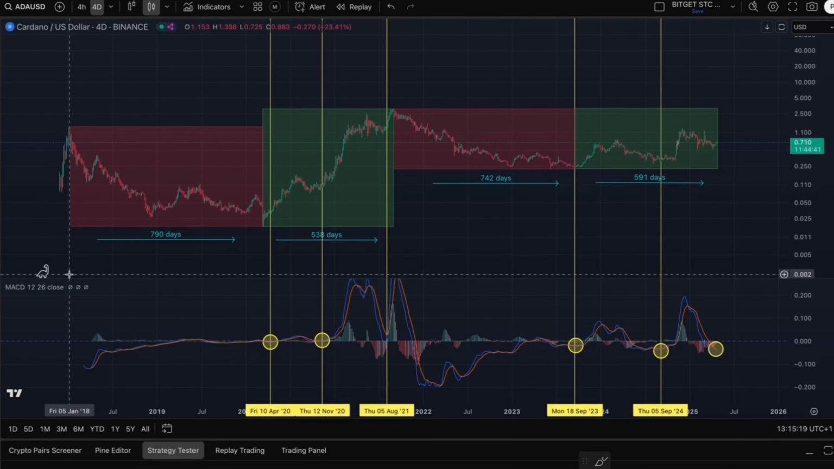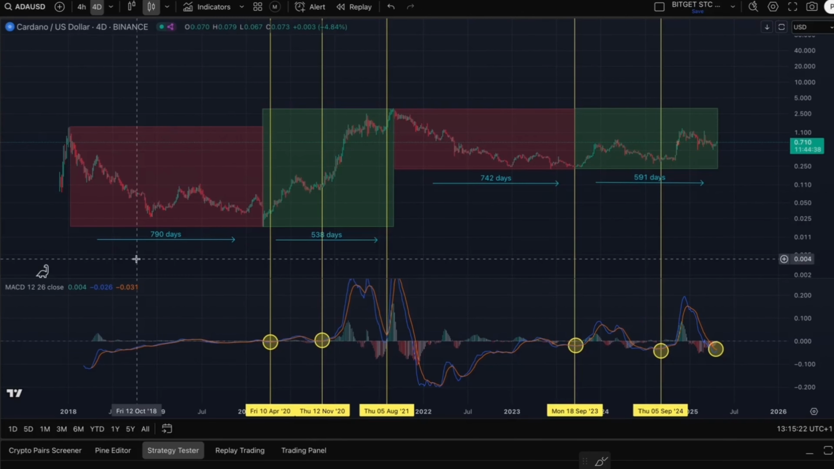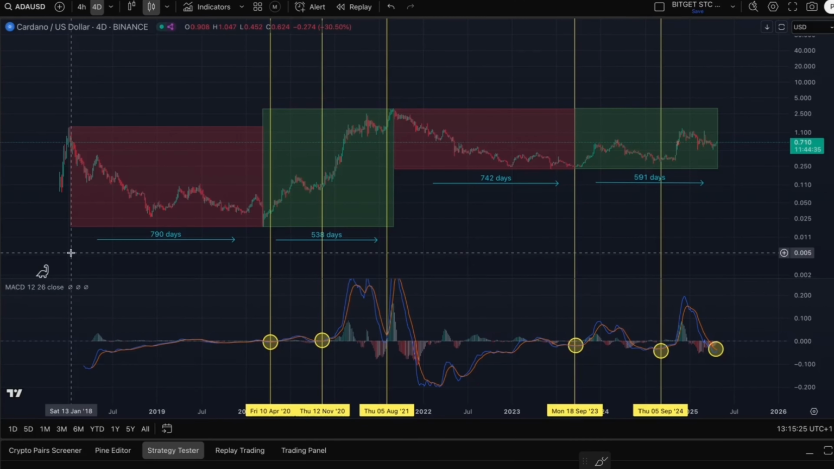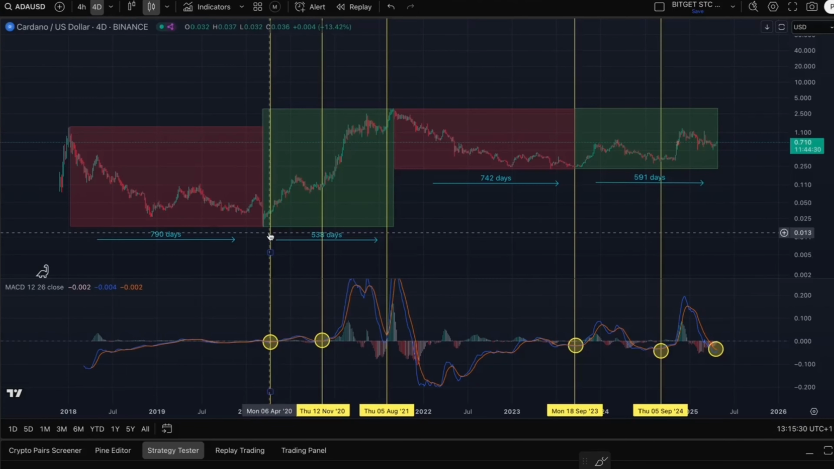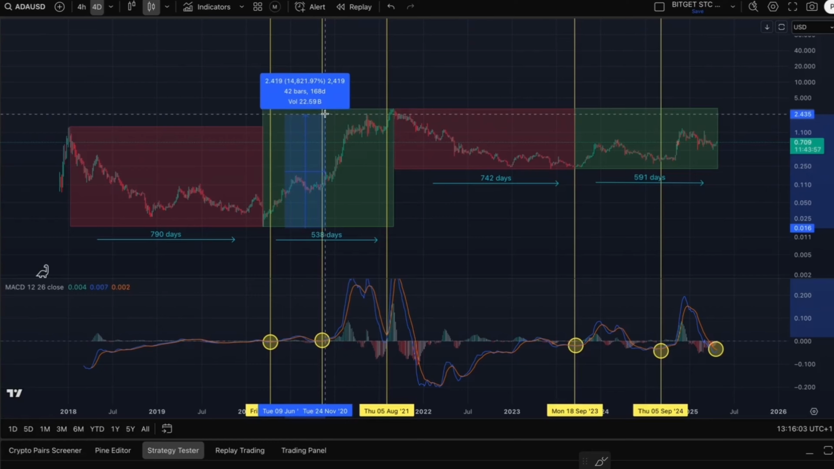If we start at the beginning, we can see that we have this red rectangular box here, which is signifying the bear market from 2018, January, through to 2020. This was when ADA was in an extensive downtrend, otherwise known as a bear market. This green box is what signifies a bull market, and that occurred from the 10th of April till September the 21st.